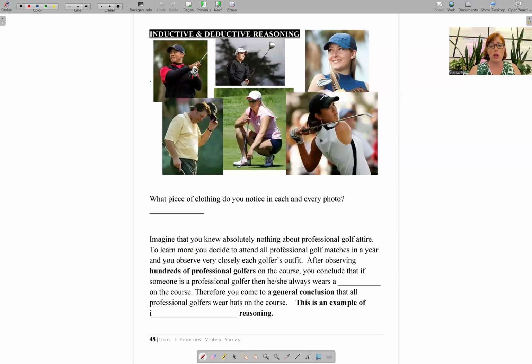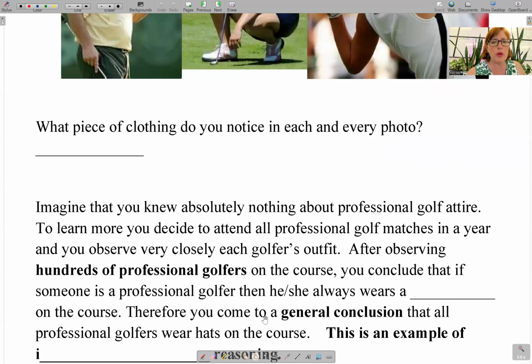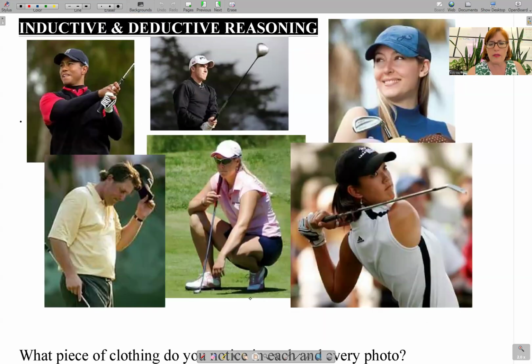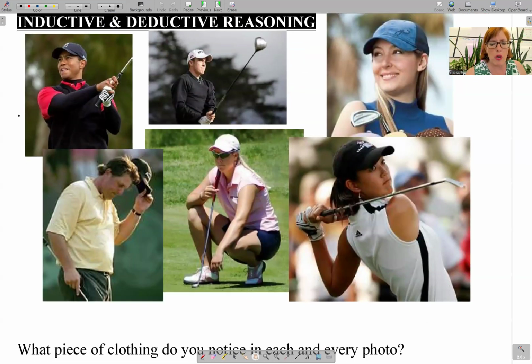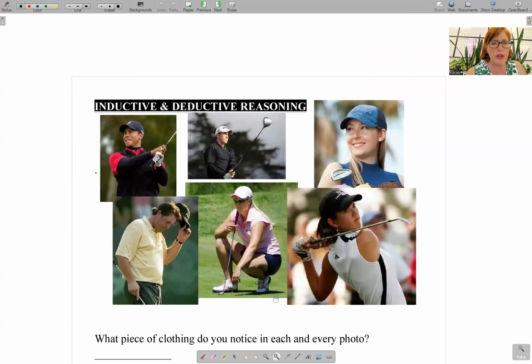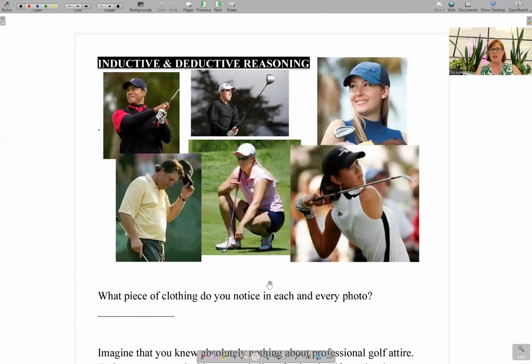Here is another form of logic, inductive and deductive reasoning. Just take a look. I have several photos of golfers here, some famous. Take a close look. What piece of clothing does every single golfer have? Obviously, they have some sort of shirt. They have some sort of pants or shorts. But that's ubiquitous to everyone.